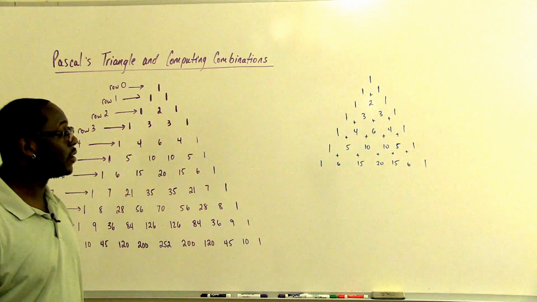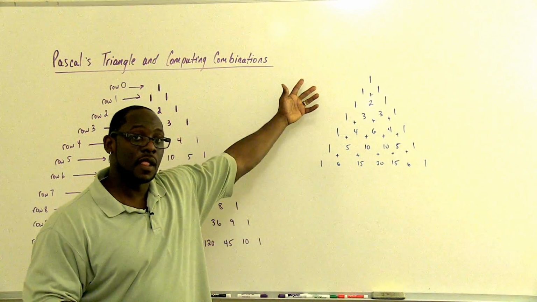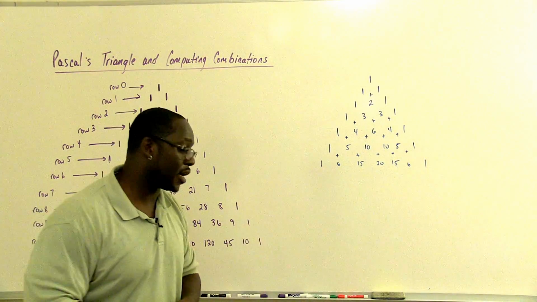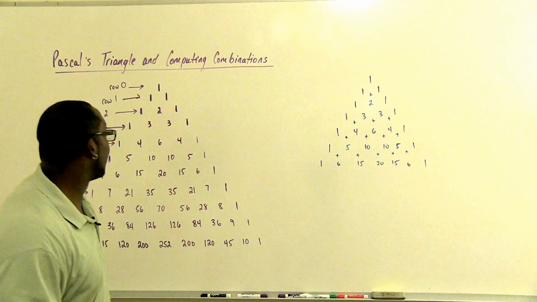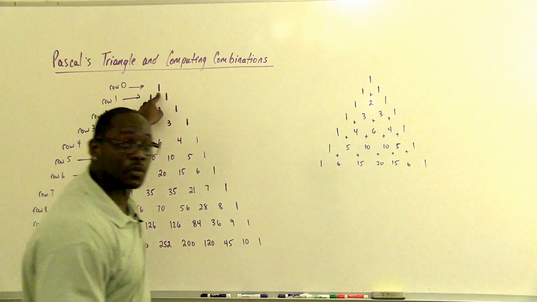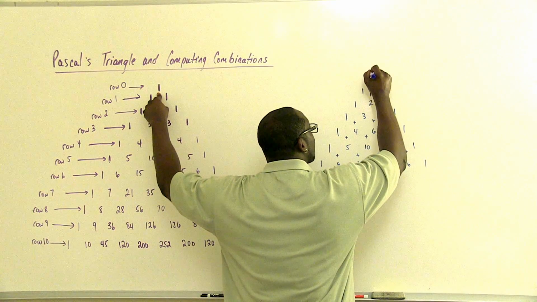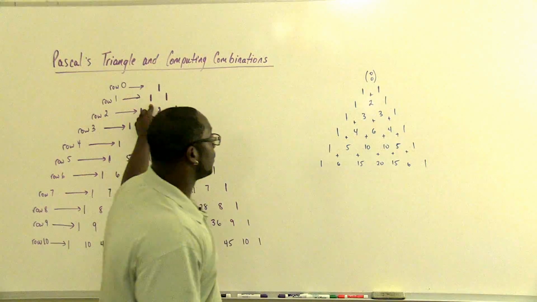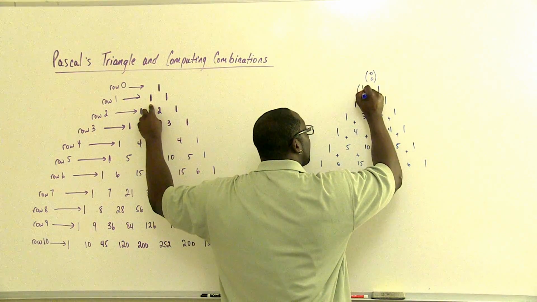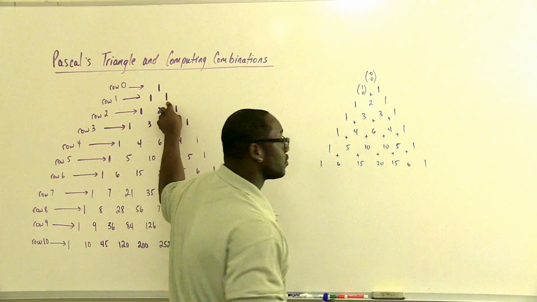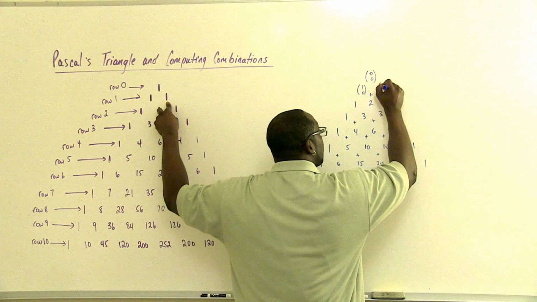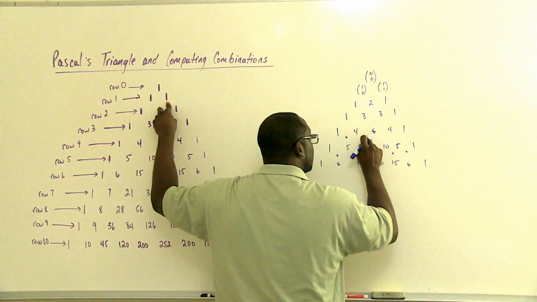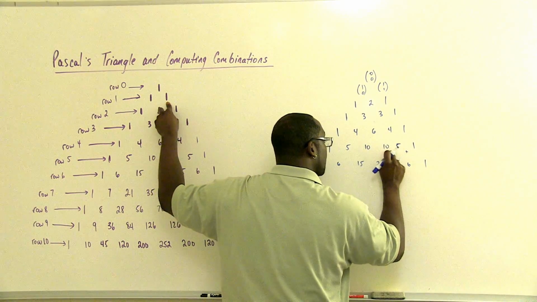Now, just like I showed you with the formula for the binomial expansion, the binomial coefficients, it turns out that this particular 1 represents the same thing as the combination of 0 things taken 0 at a time. This 1 represents the combination of 1 thing taken 0 at a time, and this one represents the combination of 1 thing taken 1 at a time. I'm going to go ahead and erase all these pluses here.